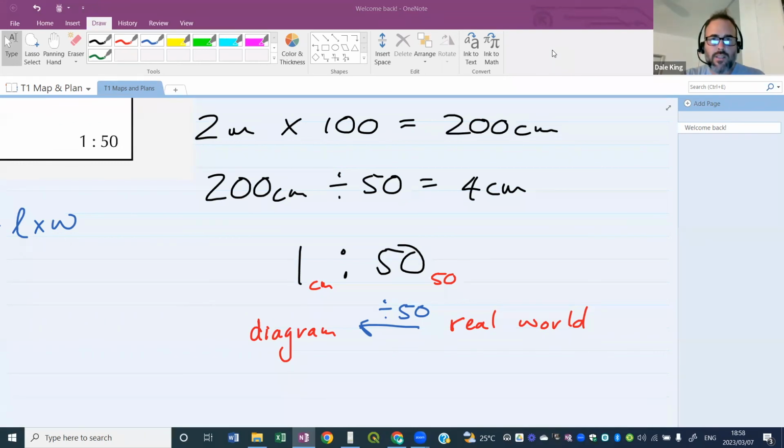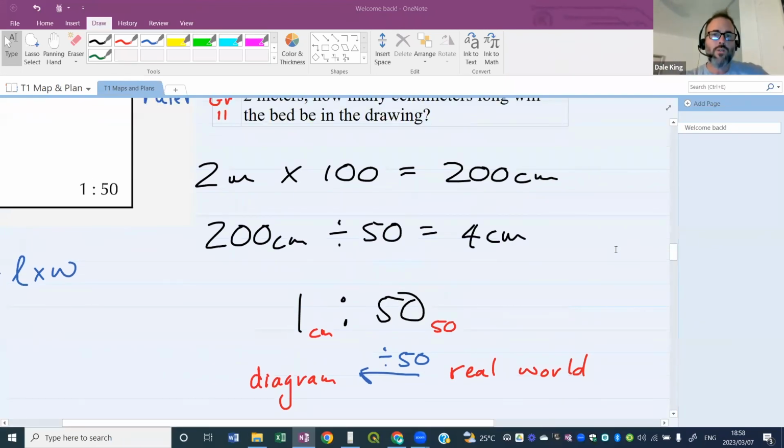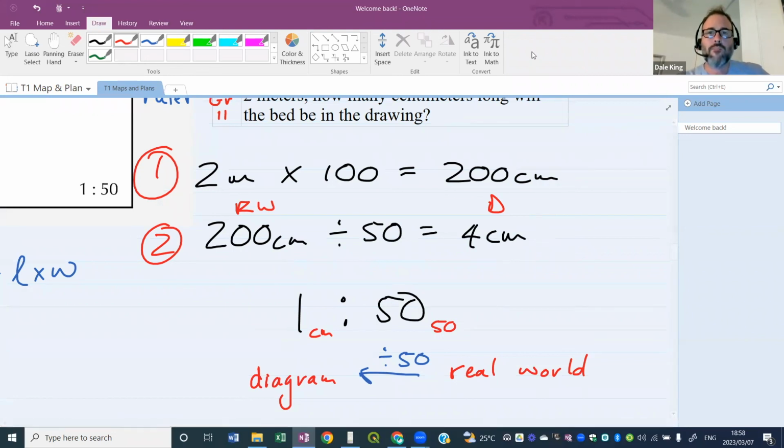All right. That grade 11 question was a little bit more challenging. We had to do 2 steps. Step 1, convert into centimeters because our ratio and the map is in centimeters, so we need to work in centimeters. And then step 2, we go from the real world, RW, back to the diagram, which is 4 centimeters. So we divided by 50. Well done, Sakile.